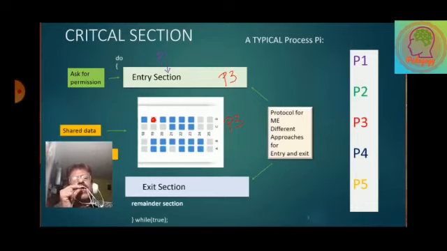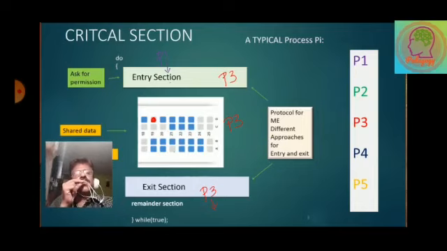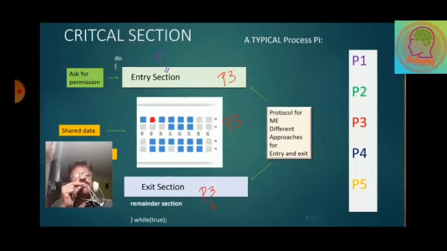Now what will happen? Whenever P3 wants to enter, again suppose P1 demands the same shared memory location or shared data. Now what will happen? Whenever P3 accesses the data, no process is allowed to access that data. So we have to maintain some precaution.